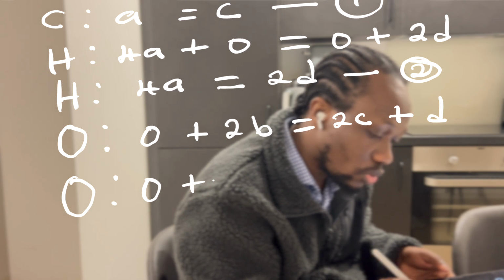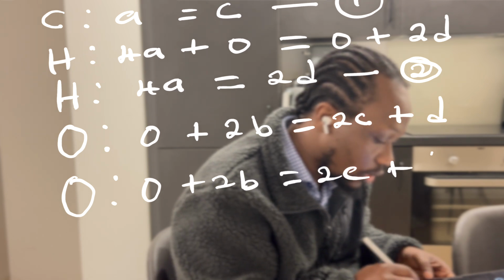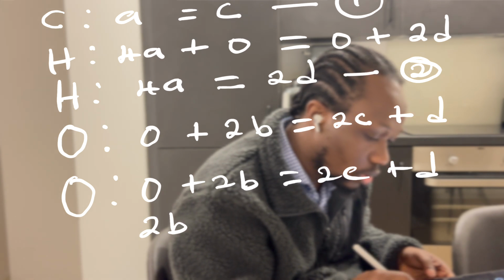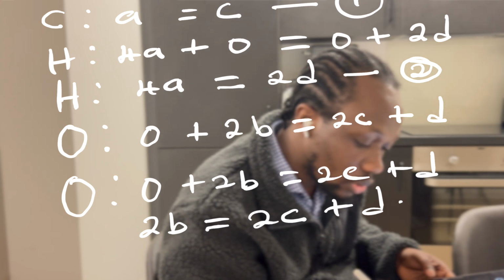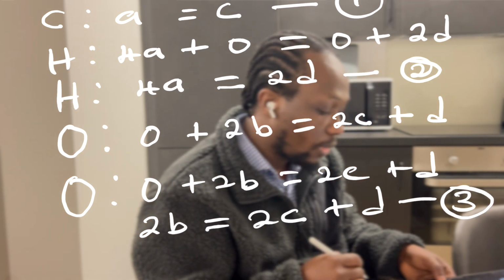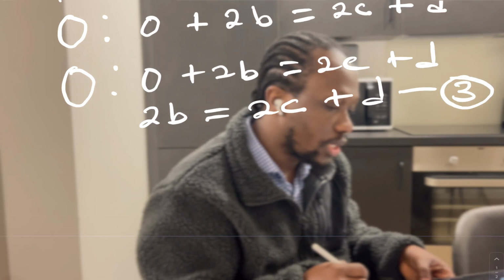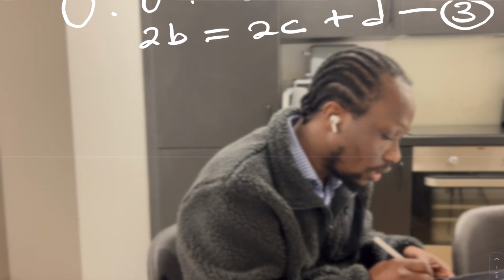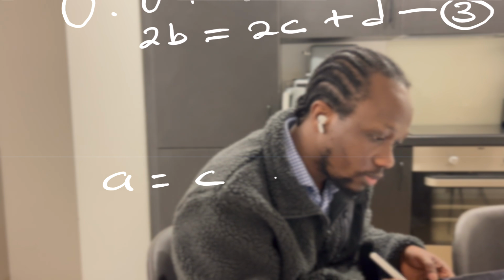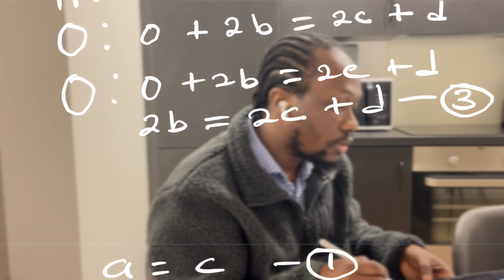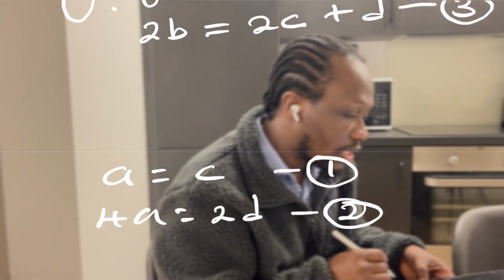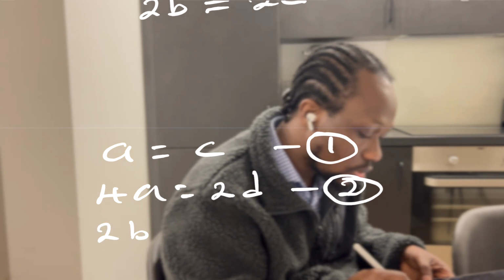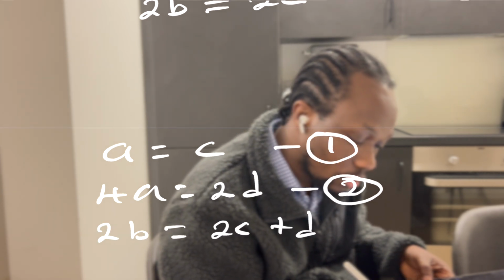So for oxygen, we have 0 plus 2B equals to 2C plus D, which will then give us 2B equals to 2C plus D. So I'll call this equation 3. Now, it therefore means that we have 3 equations present here. The first equation, which is A equals to C, is equation 1. The second equation is 4A equals to 2D, which is equation 2, while the last equation is 2B equals to 2C plus D, which is equation 3.